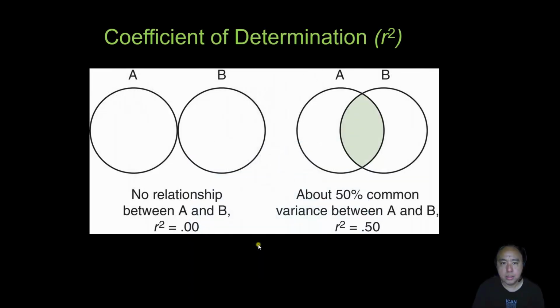Another way you can visualize this is using Venn diagrams. I'm sure many of you are familiar with Venn diagrams. Here on the left, the diagram shows there is no relationship between variables A and B, and this would indicate a coefficient of determination of 0. Whereas the Venn diagram on the right is a rough estimation of the variance that is shared by variables A and B. In this case it is 50%, highlighted in green in the area that is common between A and B. Okay, so that is the coefficient of determination, or the percentage of shared variance between variables A and B.